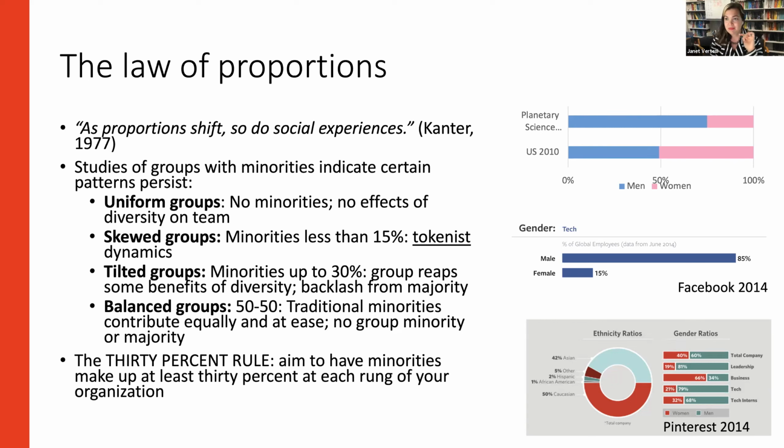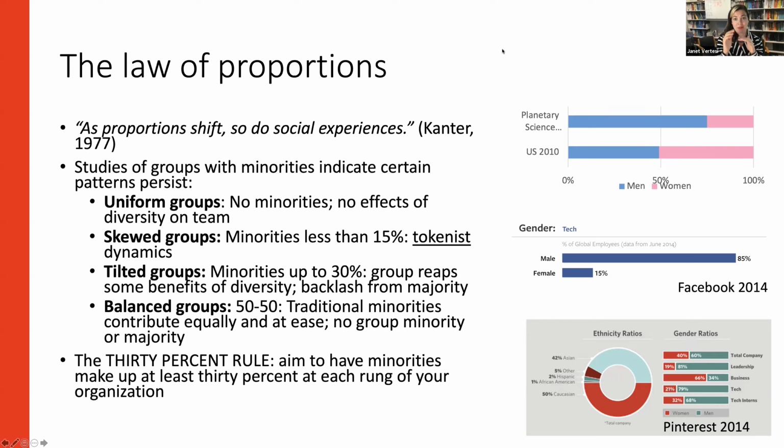But if you add minority members to a group and you add less than 15%, you end up with a series of dynamics that she calls tokenist or tokenism. I'll explain that in a second. It is actually incredibly deleterious. It is deeply problematic for those individuals and for the group that they're in. So if you have minorities at less than 15% representation in the population, you're actually in a fair degree of trouble for those individuals.